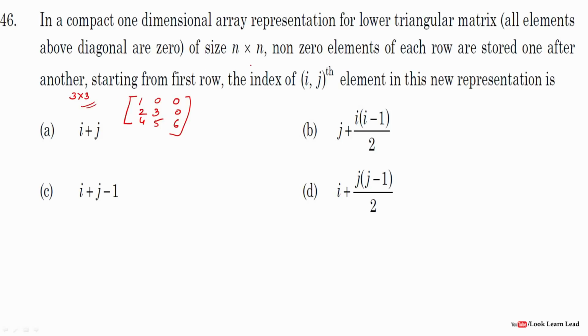Of size n cross n, the non-zero elements of each row are stored one after another starting from the first row in an array. The non-zero elements, that is 1 and so on, are stored one after another like this. So we have to calculate the index of this using i and j. It is a one-dimensional array, so we have to calculate the index of this.